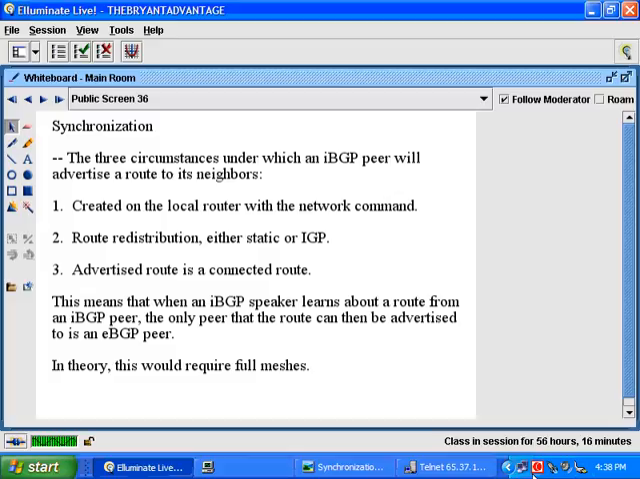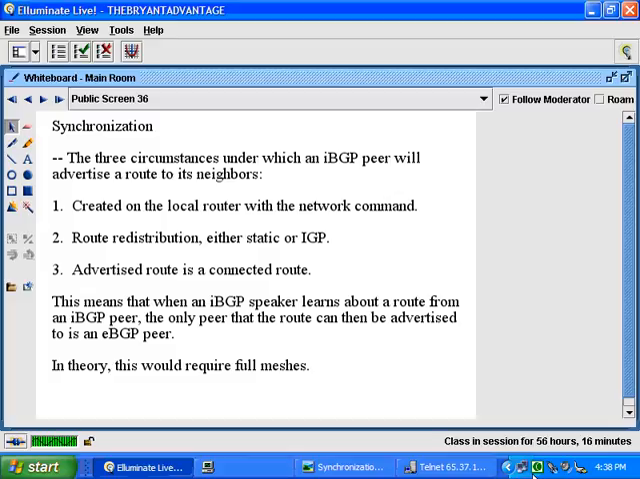That's a good list of rules to keep memorized for your exam, but what does it all mean when we put all this together? What it means is that when an iBGP speaker learns about a route from one iBGP neighbor, the only peer that route can then be advertised to is an eBGP peer. Now, in theory, that would require a full mesh, and I mean a full logical mesh. And maybe that wouldn't be so bad.